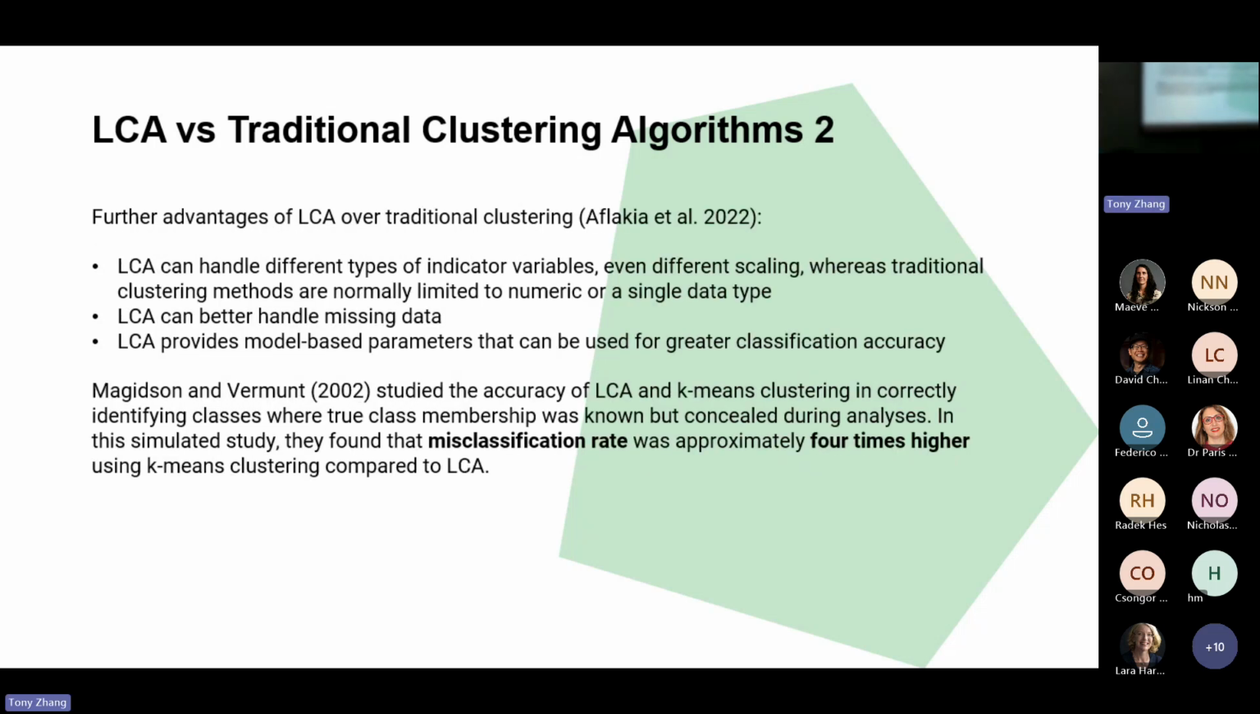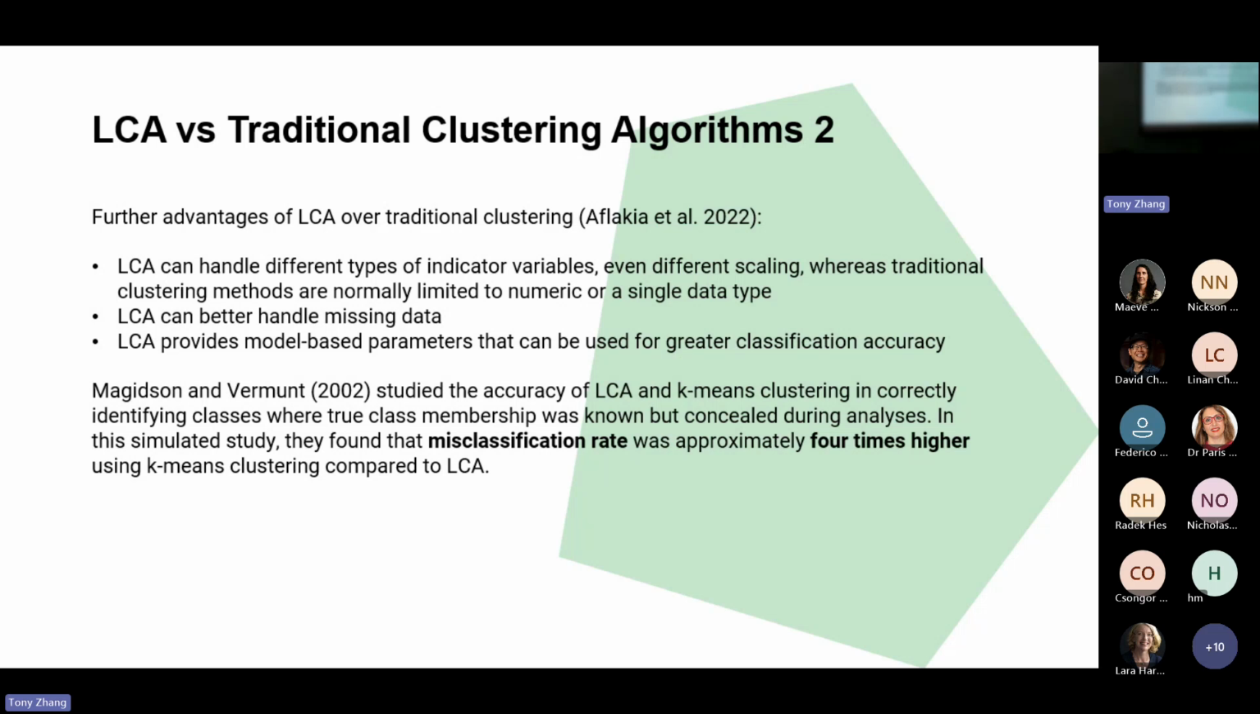Moreover, the LCA has other advantages over the traditional methods. For example, the LCA can handle different types of indicator variables, or even different scalings, whereas traditional methods are normally limited to numeric or a single data type. The LCA can also better handle missing data.